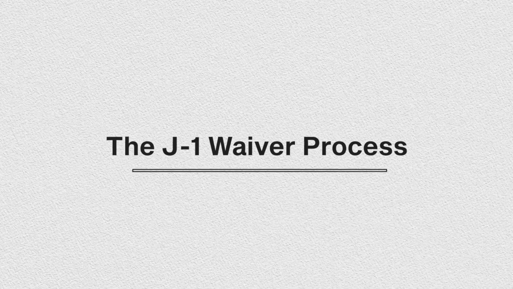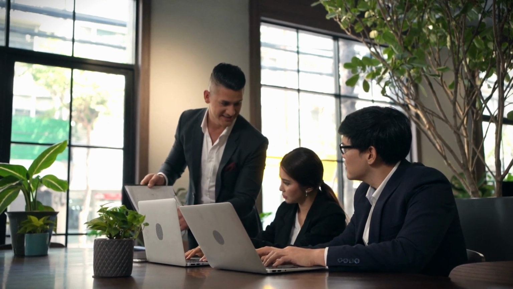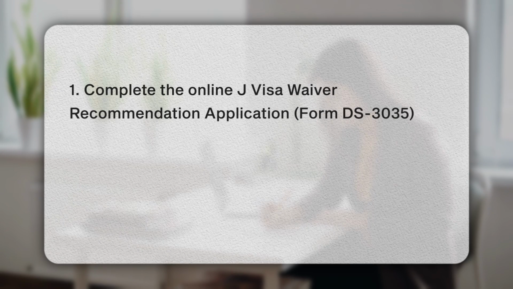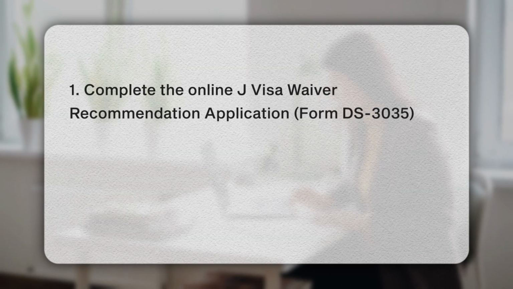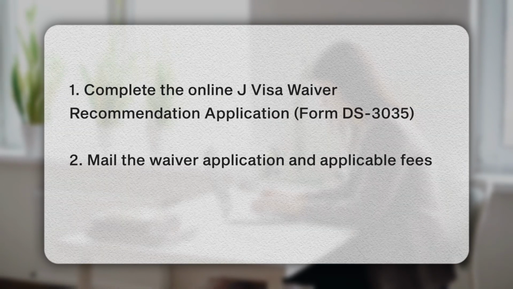Now let's look at the J1 waiver process. This process can be complex, especially depending upon the type of waiver you're trying to receive. Although each waiver does have specific requirements, there are some commonalities. You have to complete the online J1 waiver recommendation application, form DS-3035. You also have to mail the application with the applicable fees and submit the supporting documents. Processing times vary depending upon the different types of waivers.